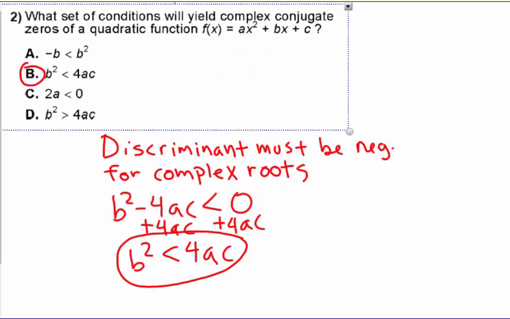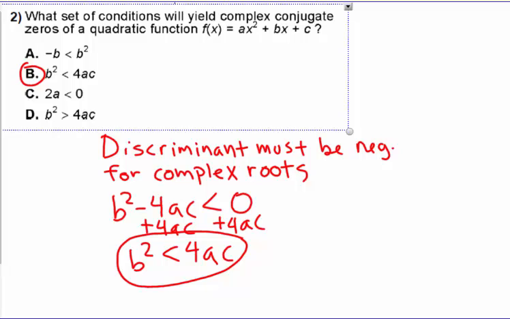Okay, for this problem, we just need to know what the discriminant is. Remember, that's what's underneath the radical, b squared minus 4ac. If we want to have complex roots, we would have to have that value be less than 0. So we set it up and start solving, and we would see the answer right there.